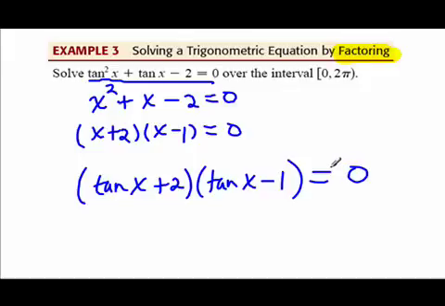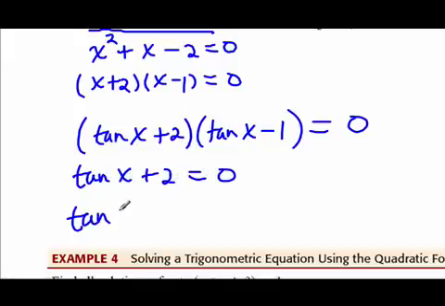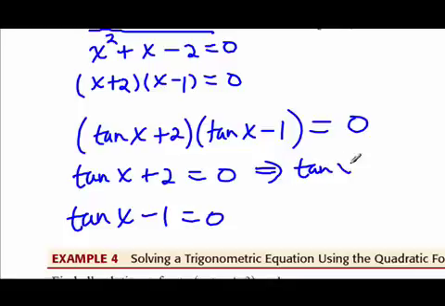If you FOIL that, we get the original problem. Tan x times tan x, tan squared. Outside and inside terms give me positive 1 tan x, and positive 2 times negative 1 gives me negative 2. So now we'll set each factor equal to 0. We have tan x plus 2 equals 0, and tan x minus 1 equals 0. This implies that the tangent of x is equal to negative 2, and this one implies that the tangent of x is equal to positive 1.